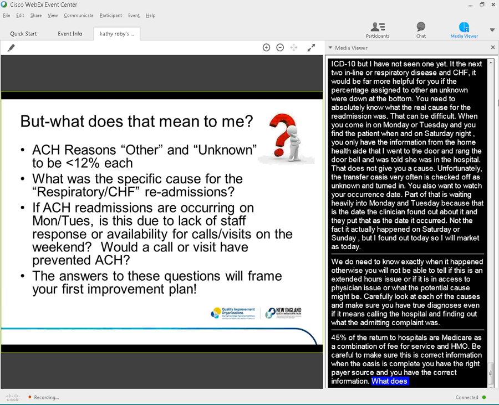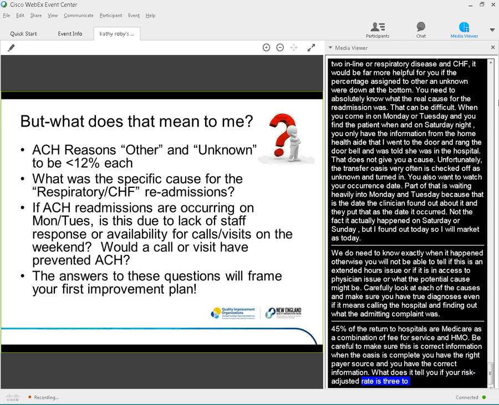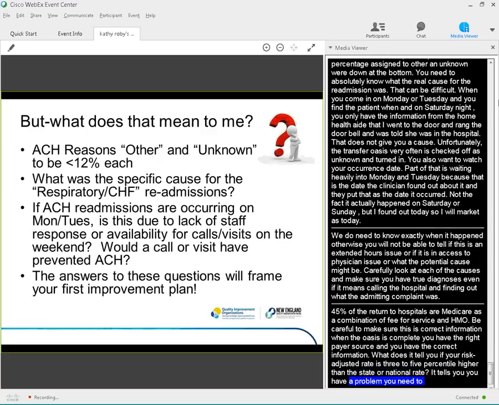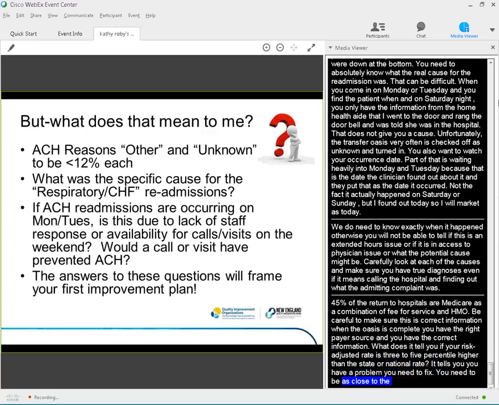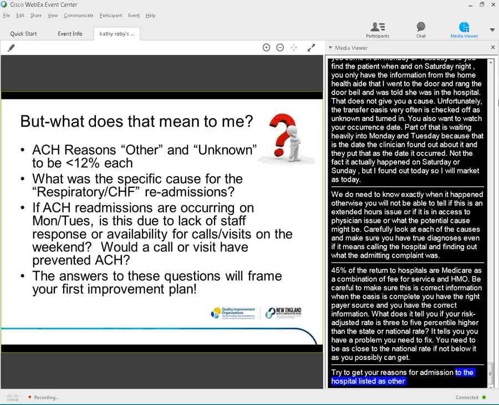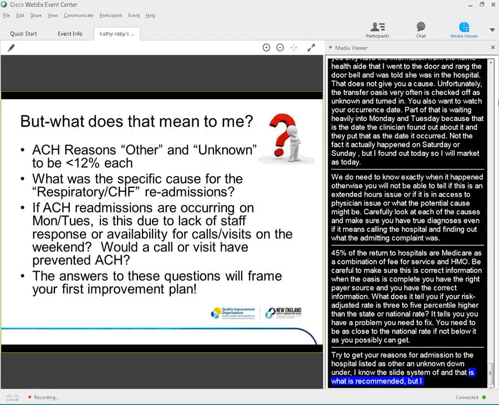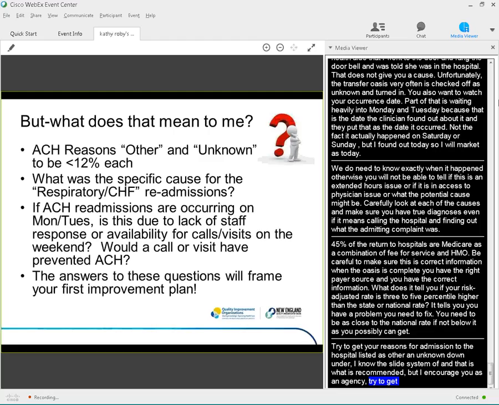Try to get your reasons for admission to the hospital that are listed as other and unknown down under, I know the slide says 12, that's what's recommended, but I encourage you as an agency, try to get it down around 10% or lower if you can. The lower it goes, the better your data.